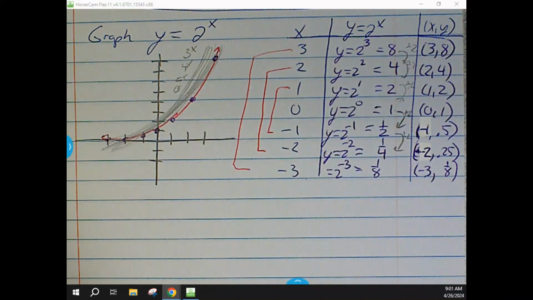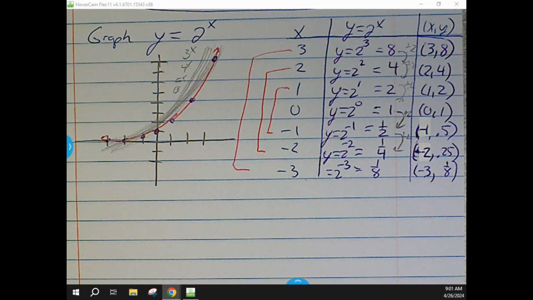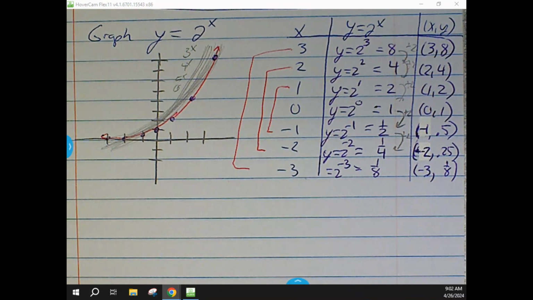I do have a question. Sure. If the base number is negative, would it be on the other side? If the base number is negative, it's going to flip the graph around, yeah. Okay. So here's kind of where we're going with this one, if everybody's okay with that graph.